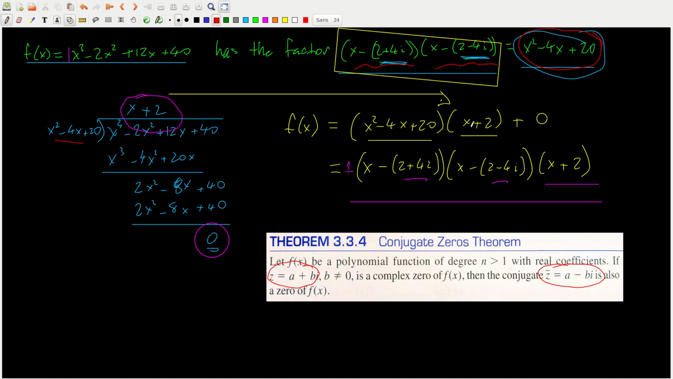So together with the complete factorization theorem and the factor theorem and the remainder theorem and the division algorithm, the conjugate zero theorem allows us to factorize all polynomials. We've seen over the last few videos how to factorize any nth degree polynomial using all of those theorems.